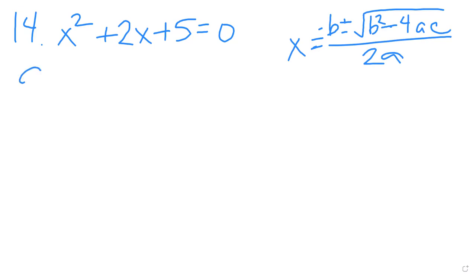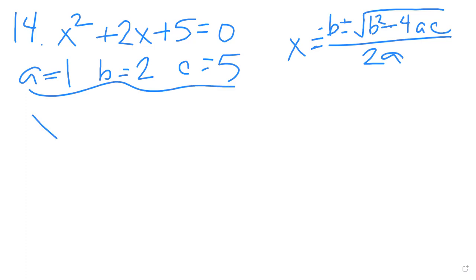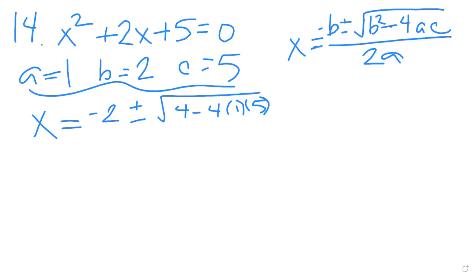Our a here is 1, the number understood to be before the x squared. Our b is 2, and c is 5. We're going to go right into our quadratic formula and find our solution for x: negative b plus or minus the square root of b squared, which is 2 times 2, minus 4 times 1 for a and 5 for c, then over 2 times 1 for a, 2.